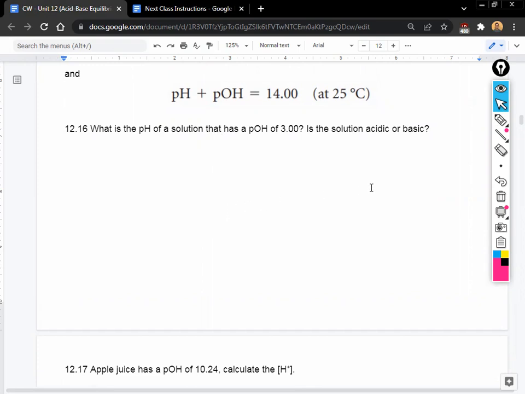All right, with that being said, I'll give you guys a minute to try number 16. What's the pH of a solution that has a pOH of 3? This one should be really easy. And is it acidic or basic?